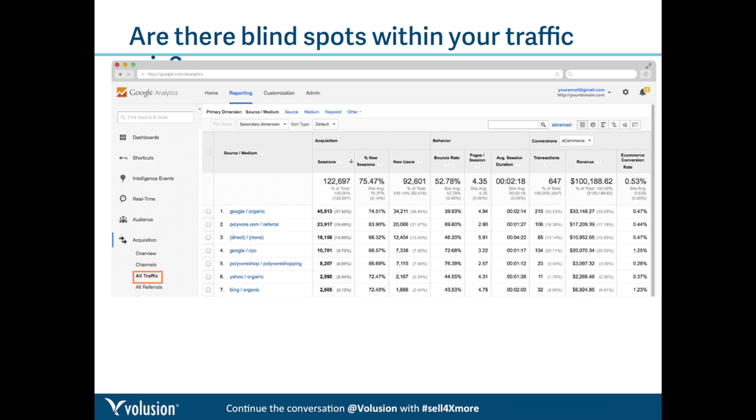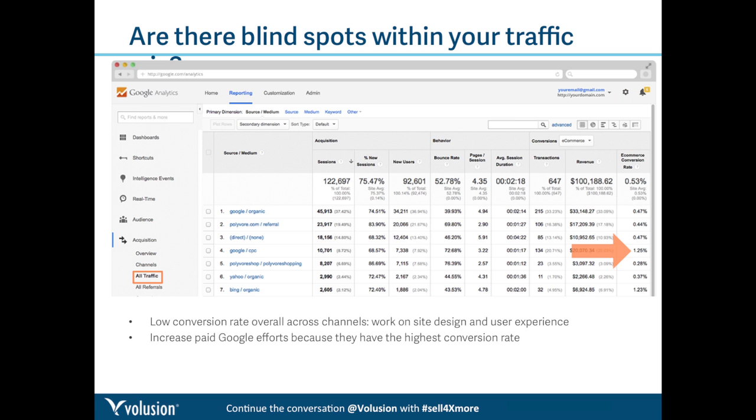When they joined us and we installed analytics, we learned a different story looking within all traffic. Polyvore, a more niche shopping network than Pinterest, was huge. We also identified two big blind spots. There's a low conversion rate site-wide. They really need to work to improve this through site design and the user experience. And then Google CPC, which is paid Google traffic like PPC ads or Google Shopping, has one of the highest conversion rates. They should increase their budget here to drive up traffic, to drive up revenue.